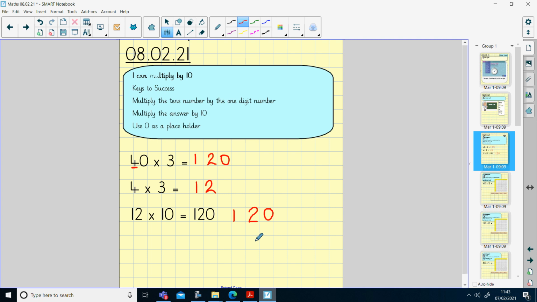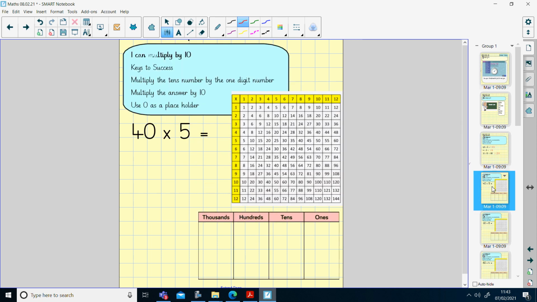I'm going to show you how you can do that yourself. So the first question we've got is 40 times 5. So I'm going to show you how you could draw some place value counters to help you. So you could draw 4 tens, and you could do that 5 times. So I'm drawing 40 5 times, and each of these counters is worth 10.